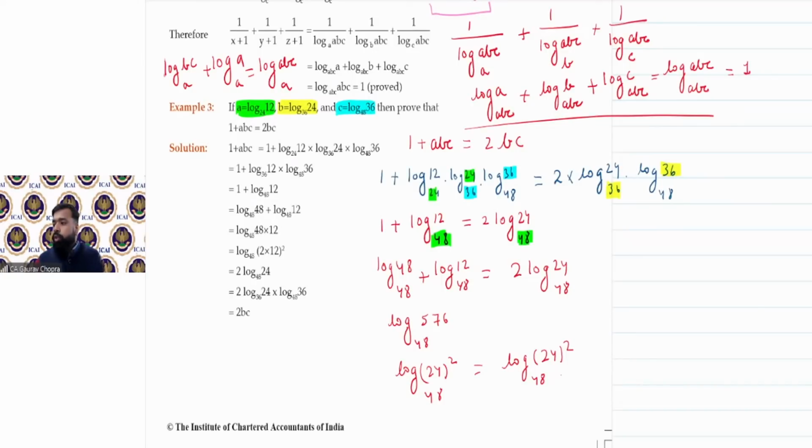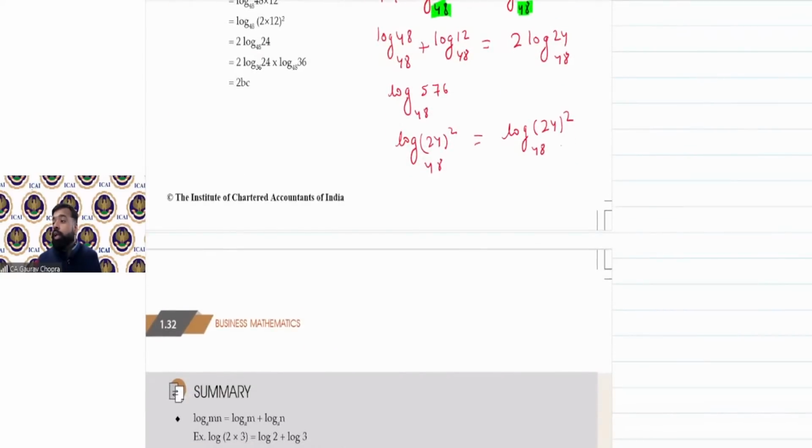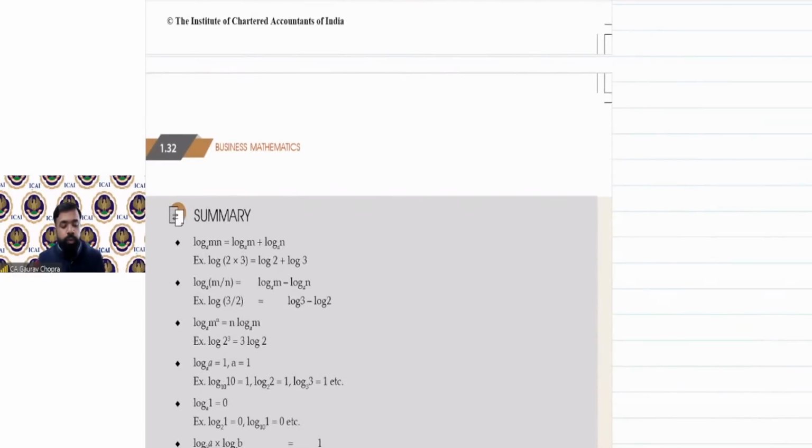Then let's take some more questions from exercise now. But for that we will be summarizing the topic. So let us revise once again from this summary so that in case of any doubt, that will get solved. Okay.